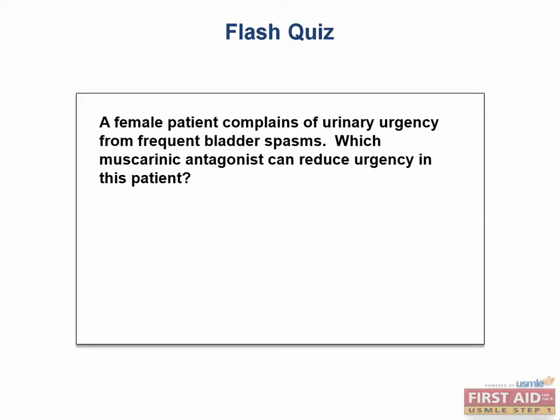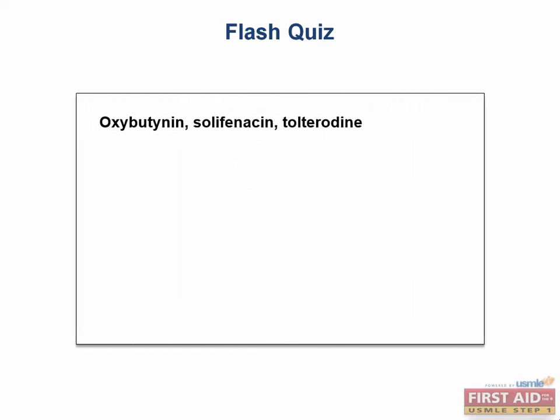Flash quiz time. We're going to take a quick break from toxins and see if you are paying attention to our discussion on muscarinic antagonists or the muscarinic blockers. A female patient complains of urinary urgency from frequent bladder spasms. Which muscarinic antagonist can reduce urgency in this patient? Well, the main ones that I'm trying to get at are oxybutynin, solifenacin, or tolterodine.